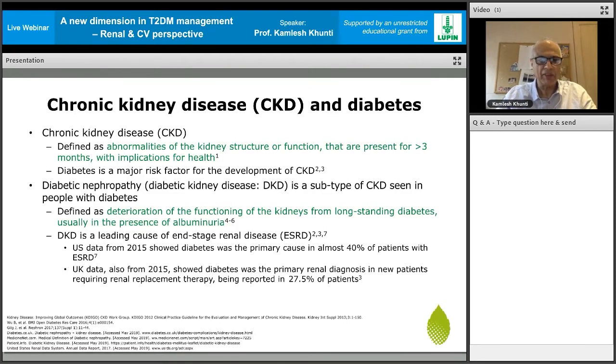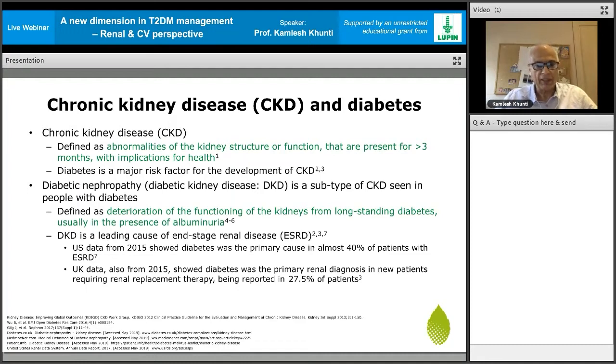In terms of definitions, this is the definition of chronic kidney disease, defined as abnormalities of kidney structure or function that are present for more than 3 months. That's really important with the implications for health, and that's why you need to do these tests twice. Diabetes is, as you all know, a major risk factor for development of CKD.